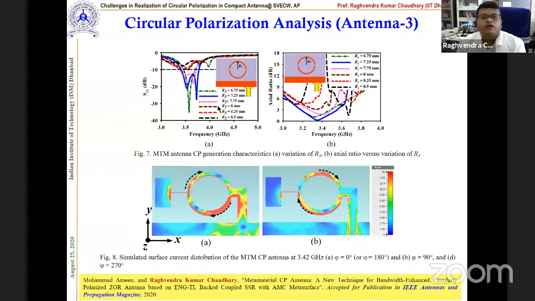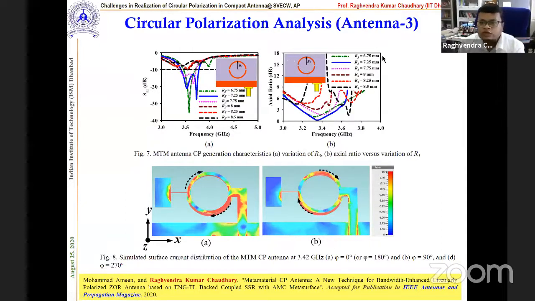Now, after that, in the circularized analysis we performed, we found that the radius or diameter of this ring is mainly responsible for the phase difference between the two orthogonal components, correct? We clearly observed this in the parametric analysis. When we change this R3, there must be some change in the matching as well, because we are joining the two resonances here. So at some instance, we get the perfect matching.